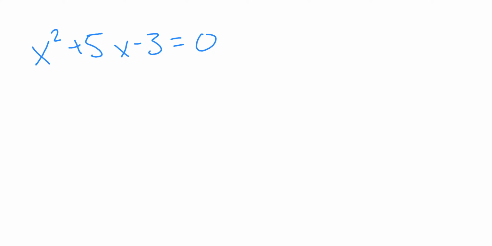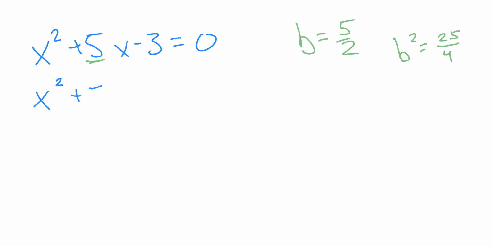Okay, that's why when we see that it won't factor, we either have to use this square root property by completing the square or the quadratic formula, which I will show you after this. So what we're going to do is we're going to say that our b is going to be 5/2, right? It's this term divided by 2. And so that means our b squared is going to be 25 over 4. All right. So we have to move our -3 out of the way and add 25 over 4 to both sides.